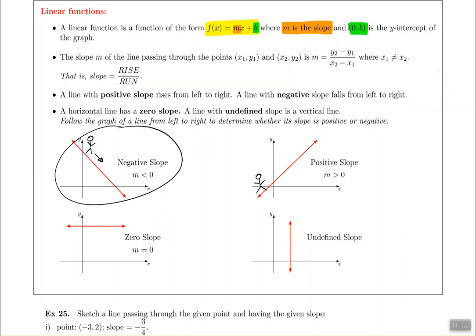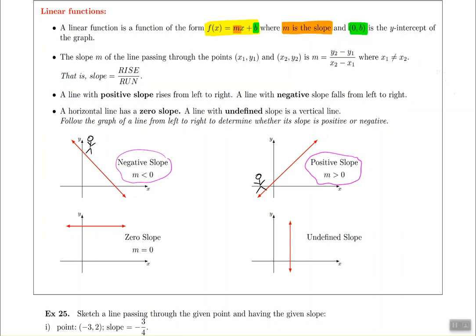So if you're trying to figure out whether the line has a positive slope or a negative slope, always start from the left and look at the direction of the line. So trace the line going from left to right. And if the line goes down, that means it's going to have a negative slope. If the line points up, then it's going to have a positive slope.